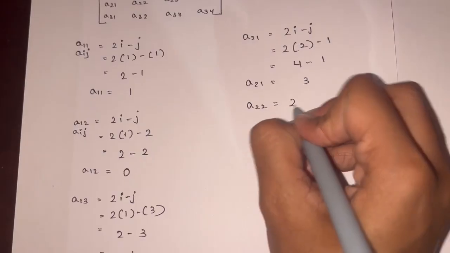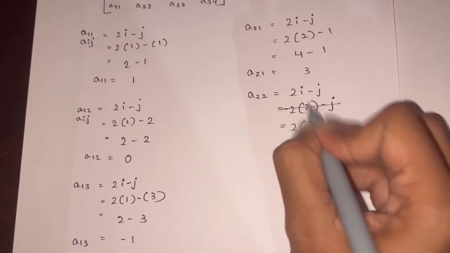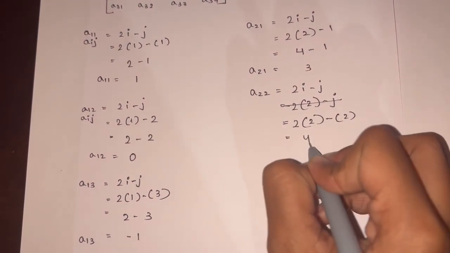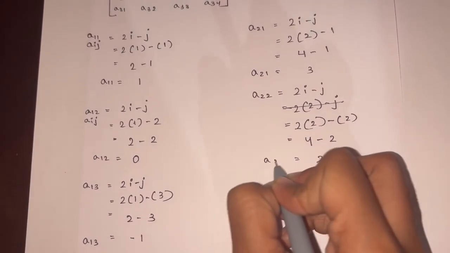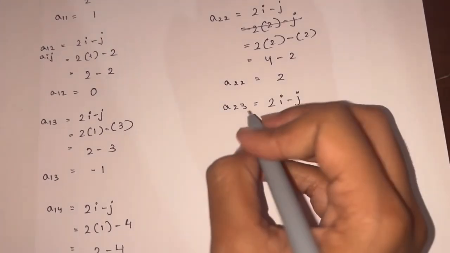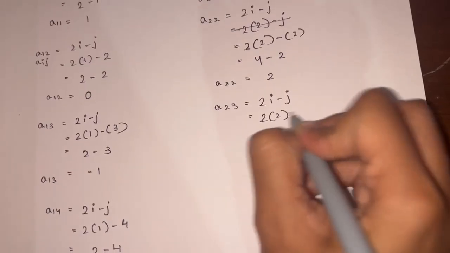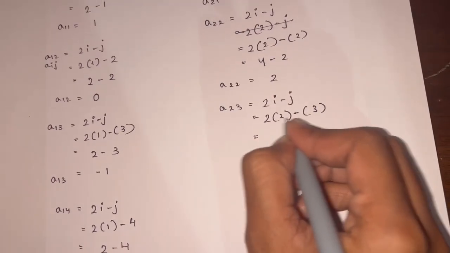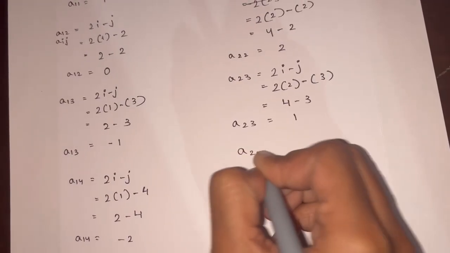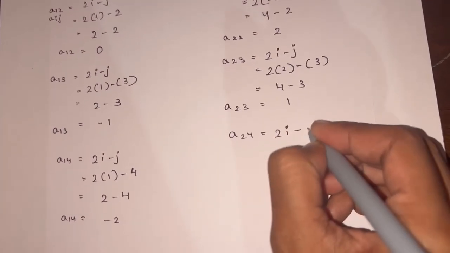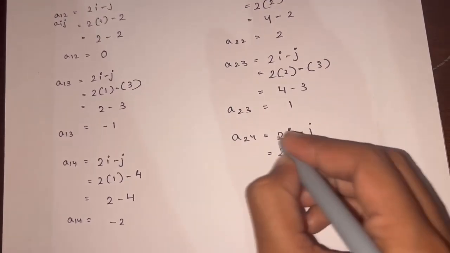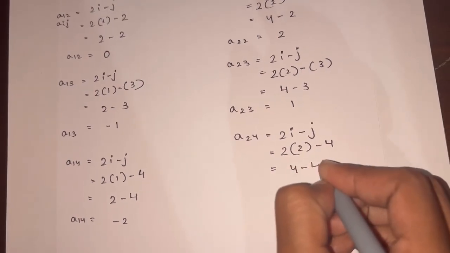Then A22. Writing down the question, 2i minus j. So in place of i there will be 2, minus, in place of j there will be 2. So it will be 2 2s are 4, minus 2 is nothing but 2. So A22 is 2. Then A23. 2i minus j. In place of i there is 2 and in place of j there is 3. 2 2s are 4, minus 3. 4 minus 3 is 1. So A23 is 1. Then A24. A24 is, writing down the question, 2i minus j, replacing the i and j values. In place of i 2, minus, in place of j there is 4. 2 2s are 4, minus 4 is equal to 0.